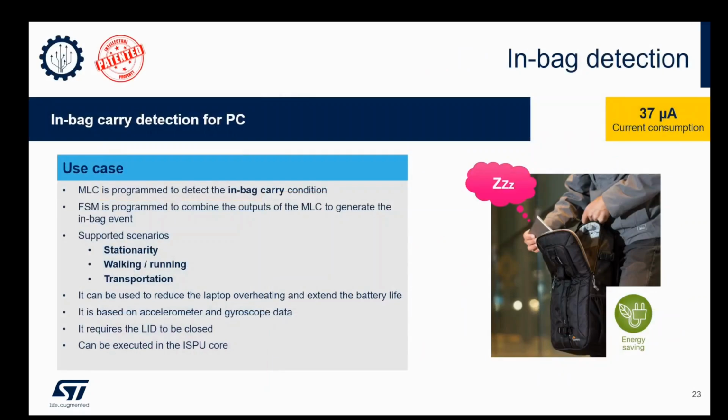So, in-bag detection, as I was saying earlier, is a combination of the machine learning core, which detects the in-bag carry condition, and a finite state machine. And it will work for all of these scenarios. So 37 microamps of current consumption.